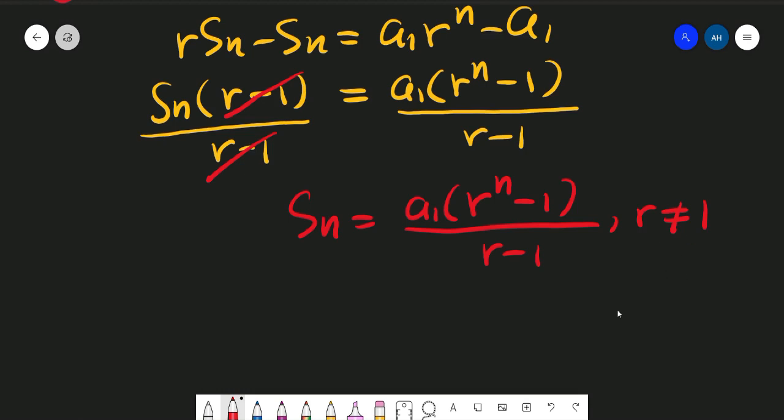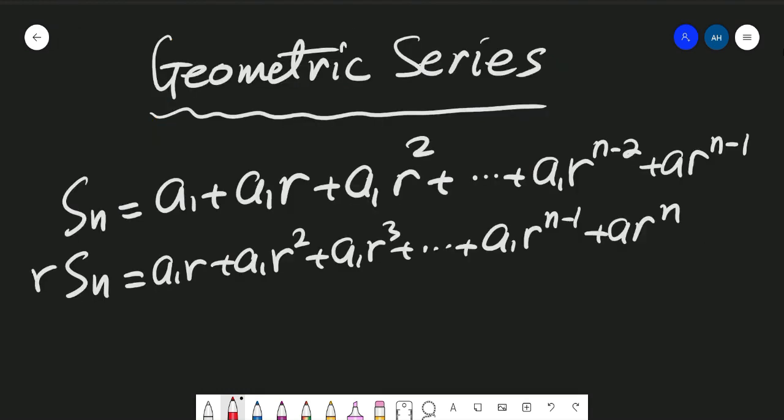So that is the formula to find the partial sum Sn, that is equal to a1 multiplied by r to the power n minus 1, divided by r minus 1, with the condition that r cannot be equal to 1. As we explained a few minutes ago, if we write Sn, the partial sum of a geometric series, like this: a1 plus a1r plus a1r square, up to the last term, which is the nth term, that is a1 multiplied by r to the power n minus 1. This last term is an.